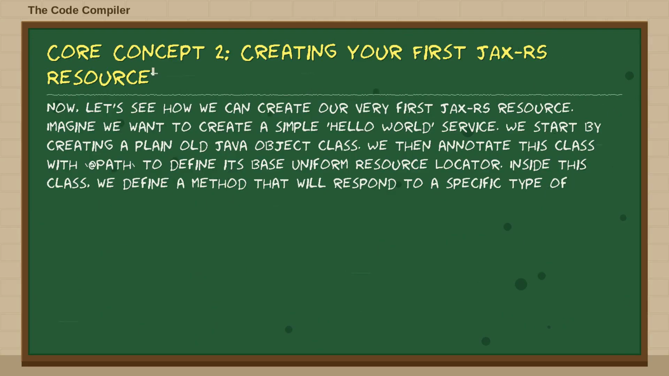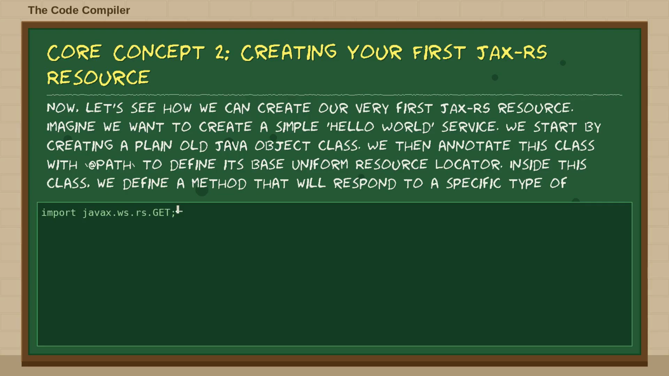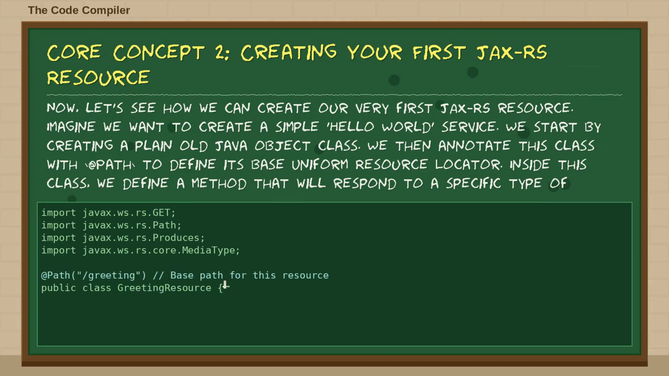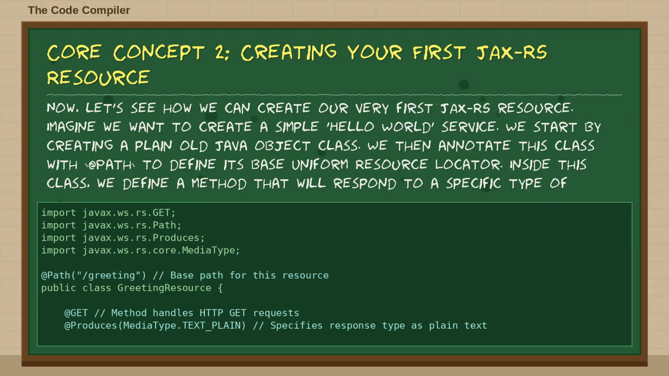To tell the client what kind of data our service will produce, we use the @Produces annotation. For a simple text message, we would specify MediaType.TEXT_PLAIN. This tells the client, I am sending you plain text. This setup allows us to expose a simple endpoint that, when accessed, returns a greeting message. It's quite straightforward, isn't it?